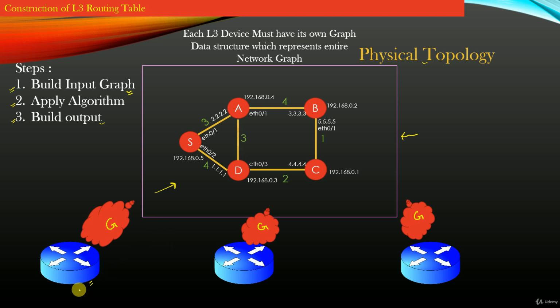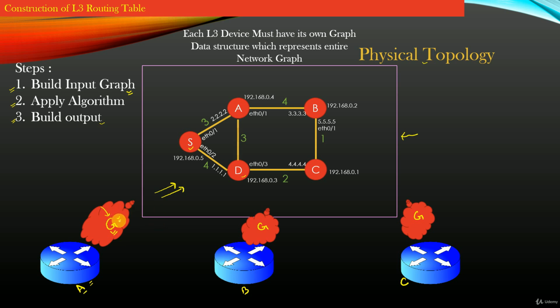So these blue color devices are just routers which are part of this topology. To illustrate an example, I have taken the devices A, B and C, but assume that whatever explanation I provide also applies to the rest of the devices which I have not shown on this slide, for example, the devices S and D. So we need each device in this topology to build an input graph data structure in its local memory, and that graph data structure should represent this physical topology as it is.